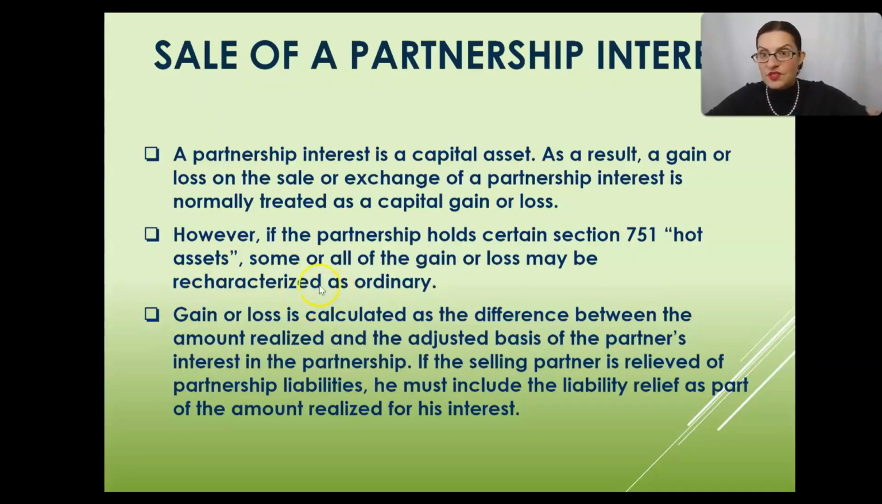And if you do sell a partnership interest, then it's treated as a capital gain or loss if it is sold. Now, if a partnership holds certain Section 751 hot assets, then some or all of the gain or loss may be recharacterized as ordinary gain or loss rather than capital. Gain or loss is calculated as the difference between the amount realized and the adjusted basis of the partner's interest in the partnership. If the selling partner is relieved of partnership liabilities, he or she must include the liability relief as part of the amount realized for his interest.